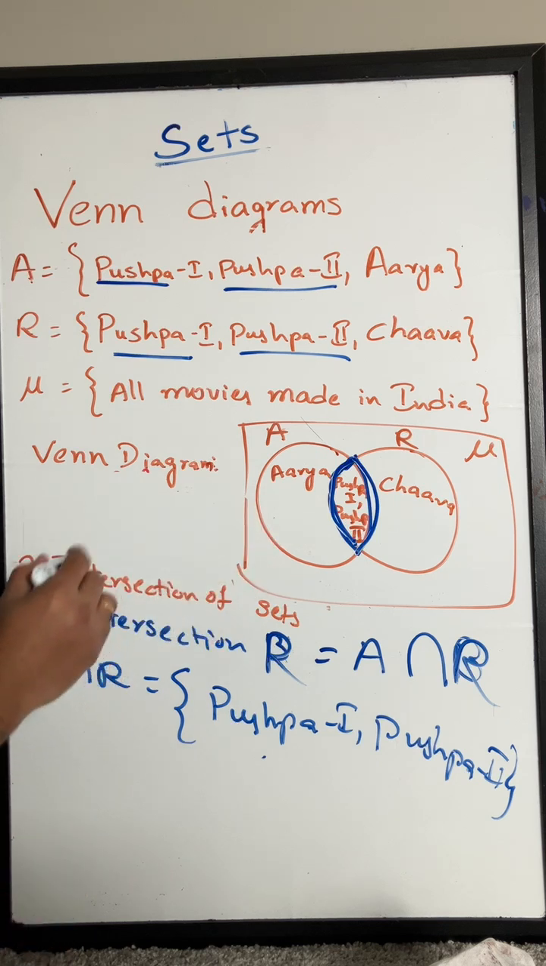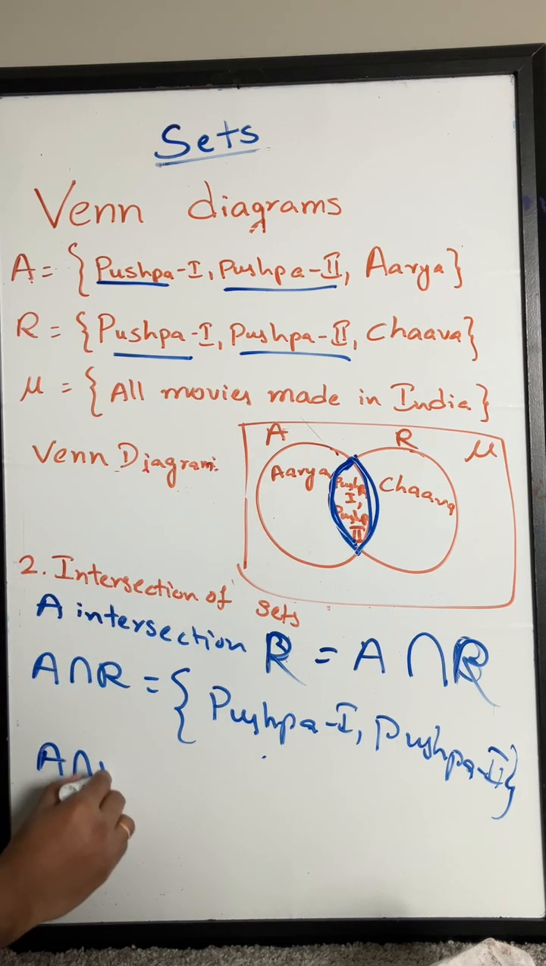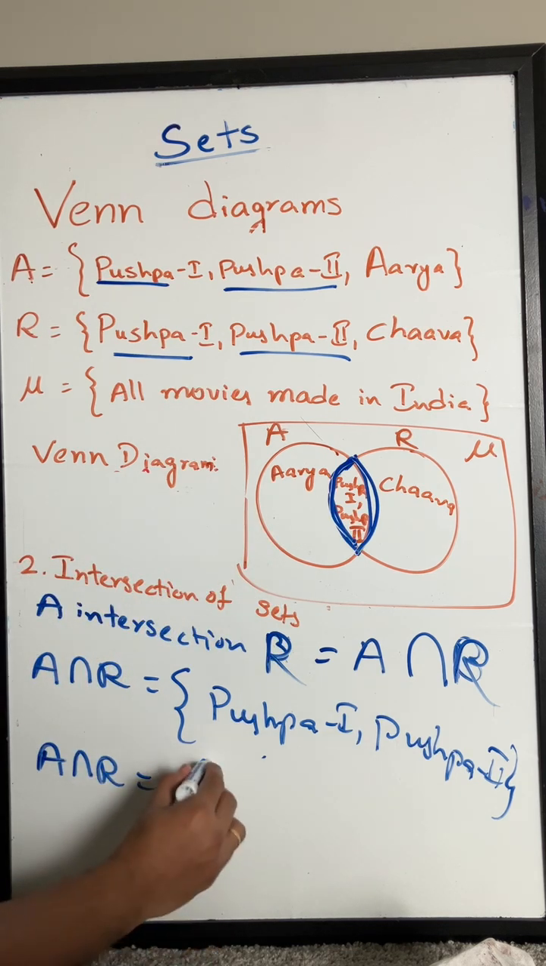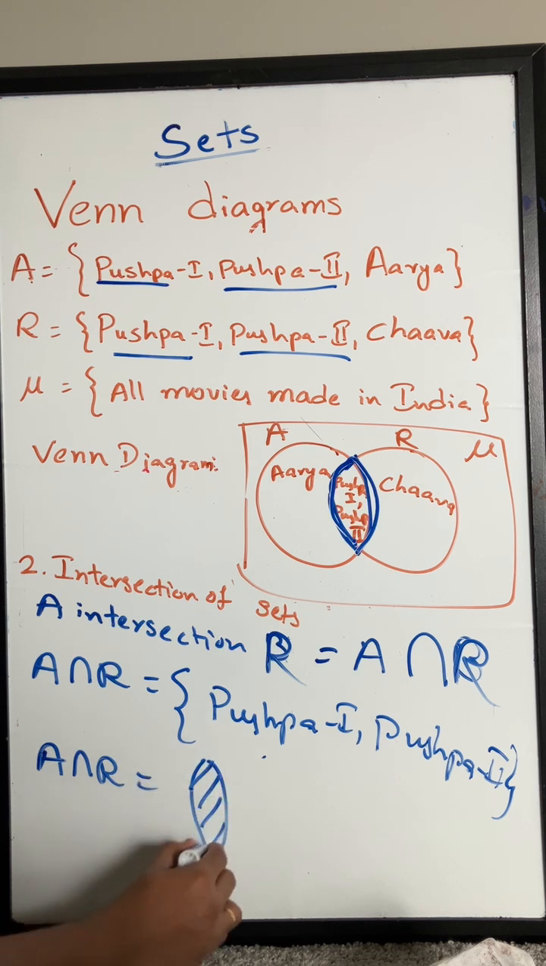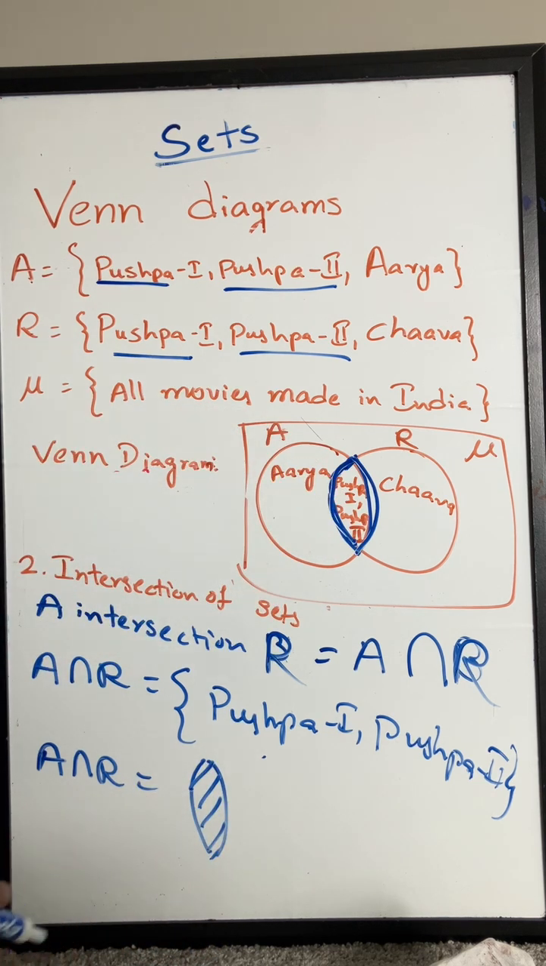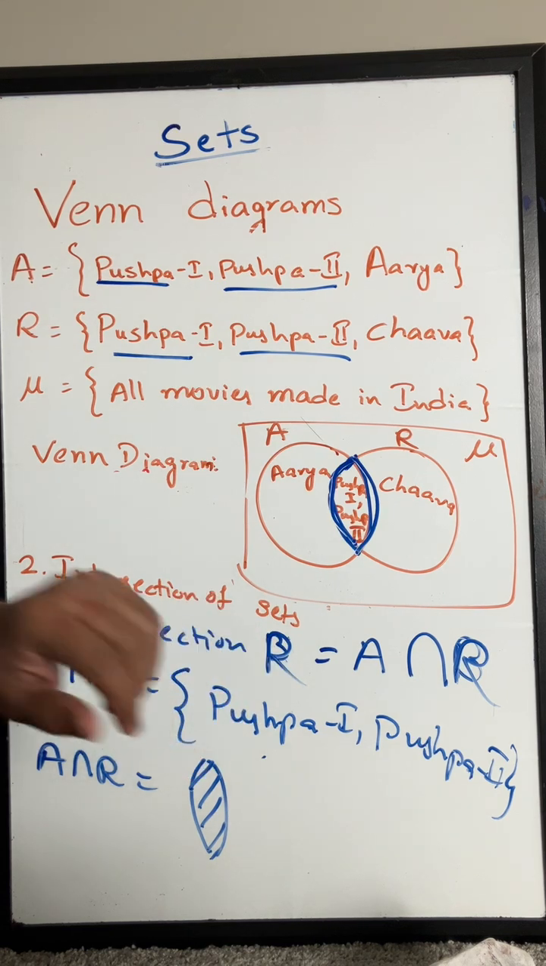In the Venn diagram, what is A intersection R? It is the area that is represented like this here. That is A intersection R. This is the intersection of sets.